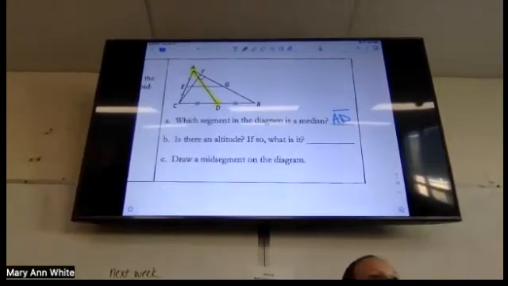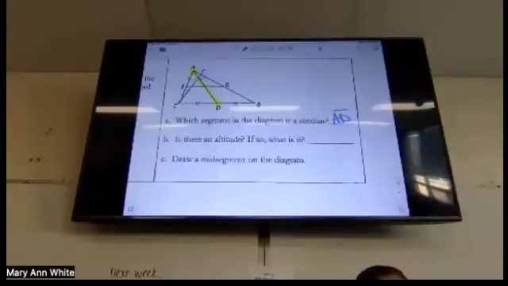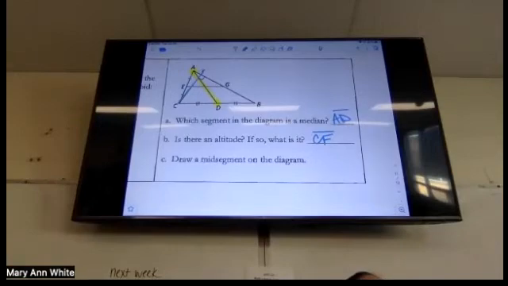Is there an altitude? Yes. Where? Yeah, it is. Of a smaller triangle AF would be, but let's just think about the big whole triangle we see. So I'll say CF. And then next it says draw the mid segment on the diagram.